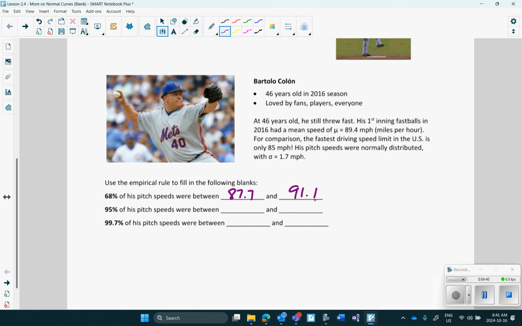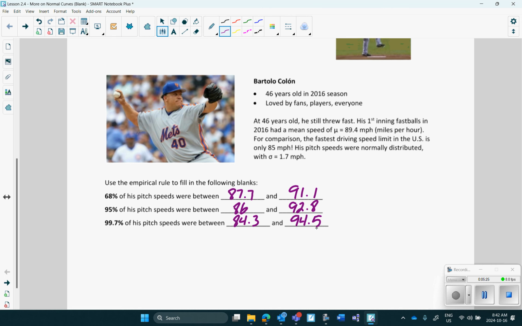How would I find where 95% of his pitches were? Subtract 2 standard deviations. You can either take the original and subtract 3.4, or take this and subtract 1.7, and you get 86. You add another standard deviation to this, and you get 92.8. And then for 3 standard deviations, you do the same thing again. So minus 1.7 gives us 84.3, and then adding 1.7 gives us 94.5. So we're able to find some information using that empirical rule.